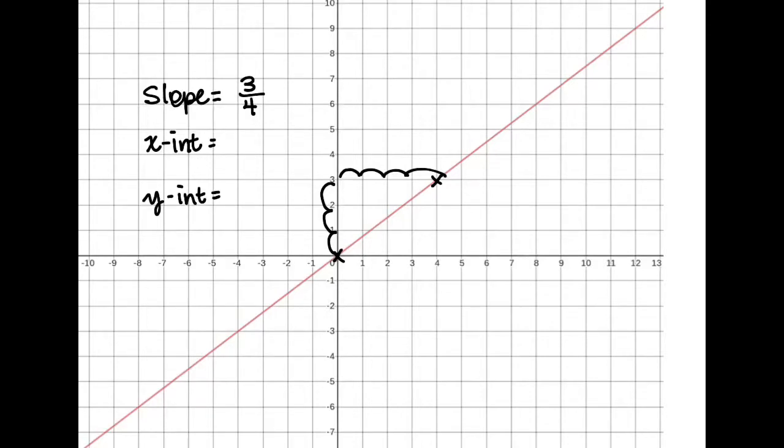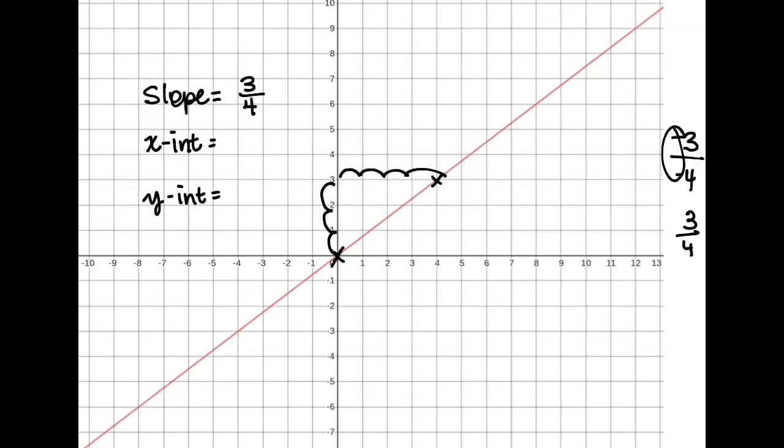In case you were wondering, if you started, say, for example, here and went down 3 to get to the next point, and then went left 4, the 2 negatives can cancel, and you'd still have the same answer that you had. So as long as you're counting right, it shouldn't matter where you start or end for your slope. You should get the same answer.